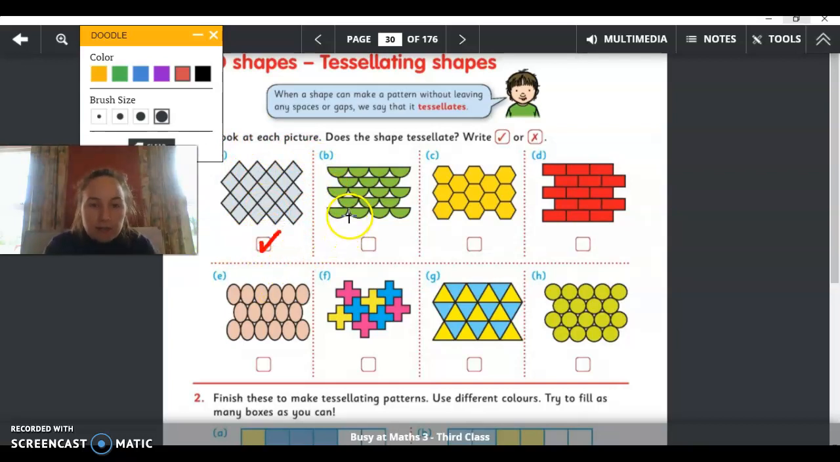But here in B, you see these semicircles, trying to make a pattern with them, but because they're a curved shape, they leave a little gap in between, a bit of a space, so they do not tessellate. They cannot fit perfectly into each other. Okay, so you keep going like that and tick the boxes that tessellate, the ones that fit in together with no gaps, and an X on the shapes that do not tessellate.